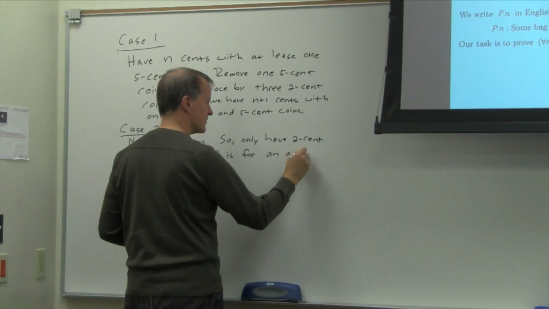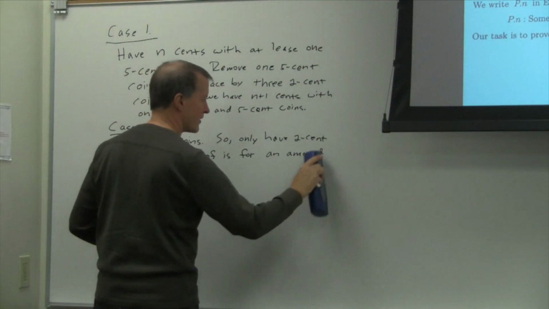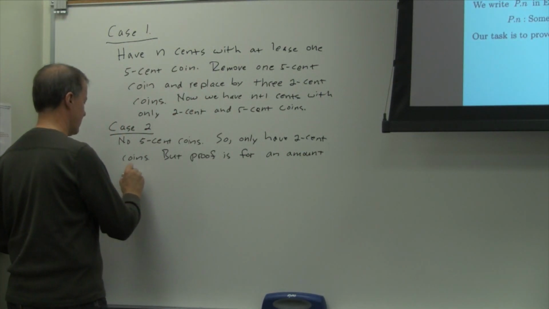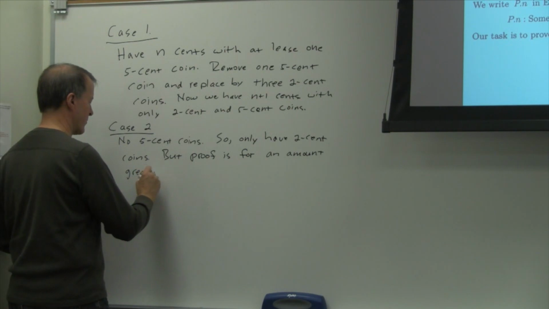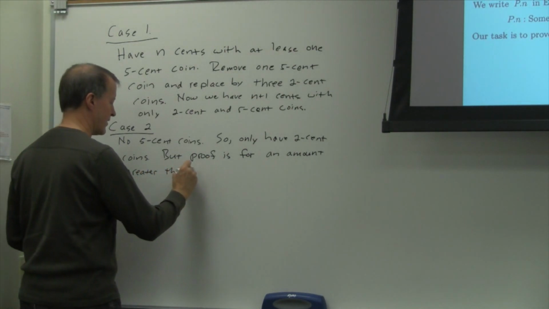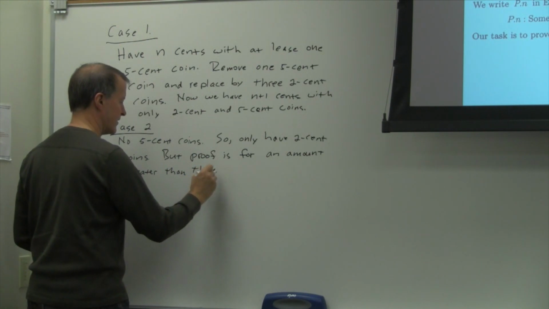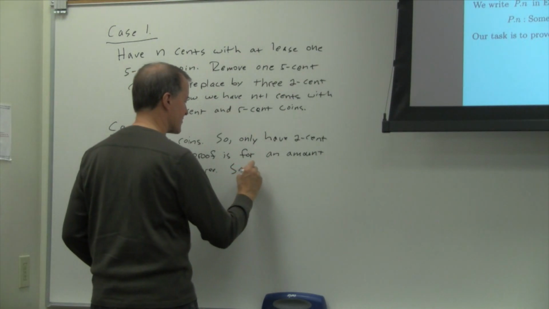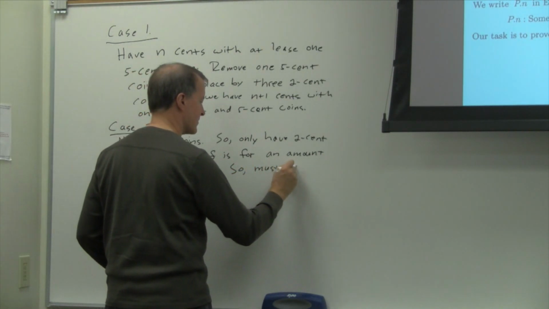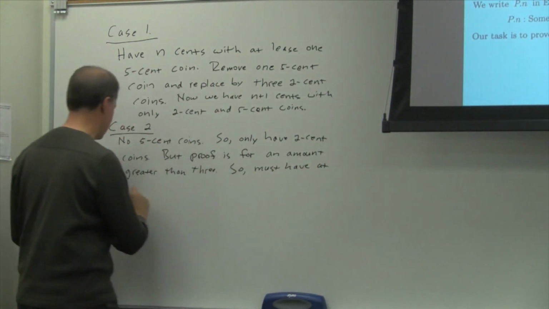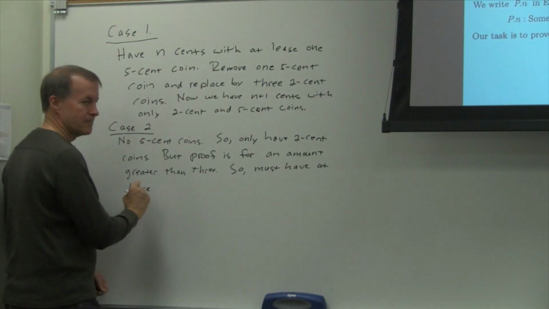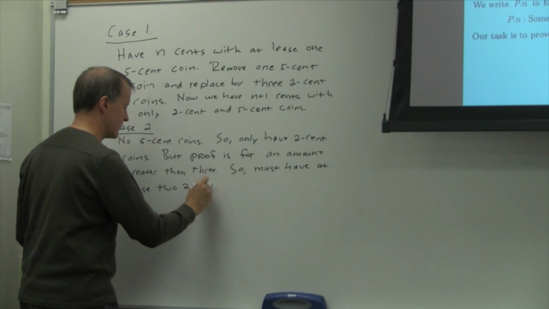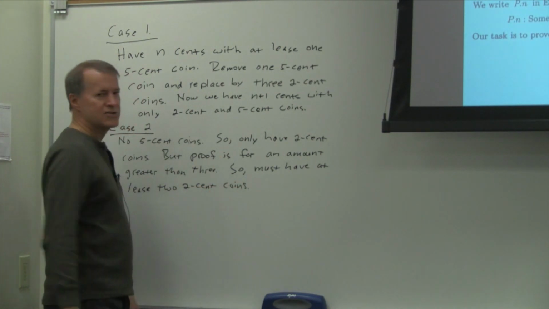An amount. Well, it said greater than 3. For an amount greater than 3. So we must have at least 2 2-cent coins. Now, so you see how the logic works? So we must have at least 2 2-cent coins. So now comes our thing.